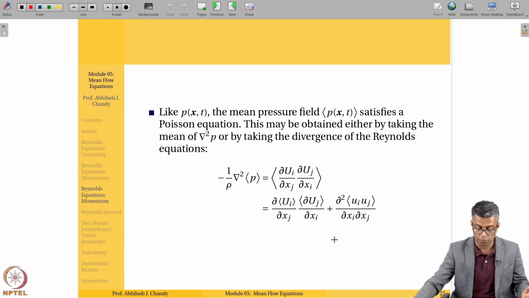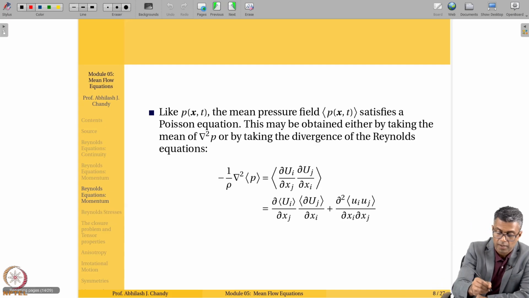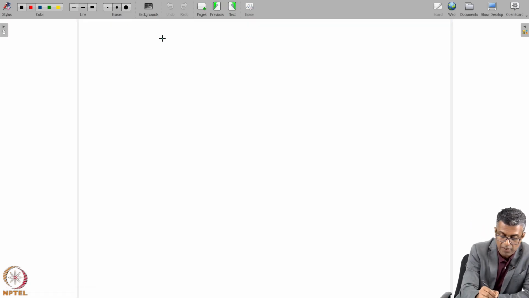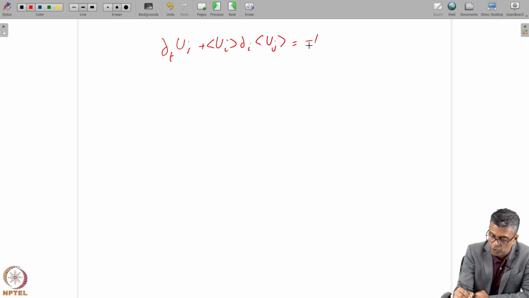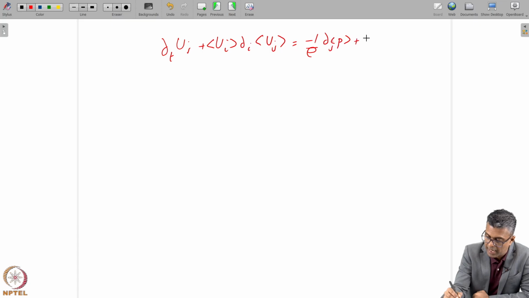So here is how we are going to do it. We are going to be writing this out. So what I have is del_t u_j plus mean u_i del_i u_j, isn't it? This is my Reynolds equation. And then I have minus 1 over rho del_j of mean p, plus I have the viscous term, nu del squared u_j, isn't it? Minus del_i of the Reynolds stresses term, mean u_i u_j.